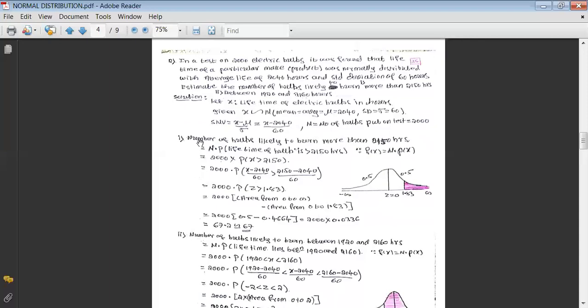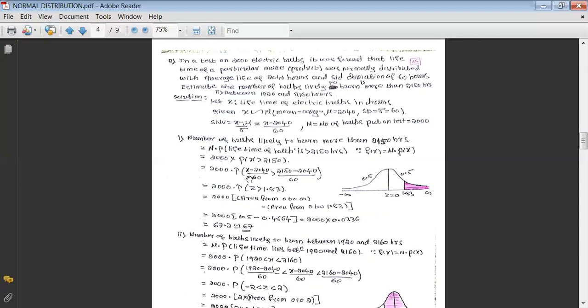In the first case, we want the number of bulbs likely to burn more than 2150 hours. First let us find the probability that a bulb will burn more than 2150 hours. When you multiply that by N, it will be the number of such bulbs. If you want to find the number of bulbs likely to burn more than 2150 hours, it is given by, according to this rule, N into the probability of that situation. That is 2000 into P(x > 2150), where x is the lifetime of the bulb.